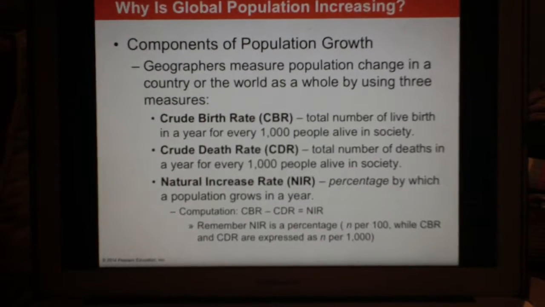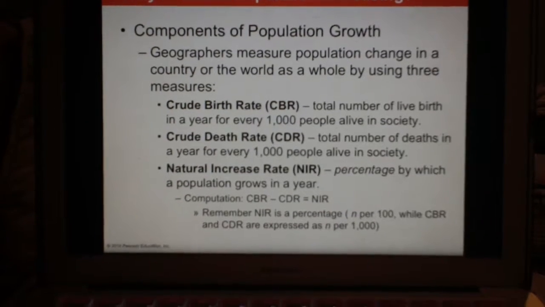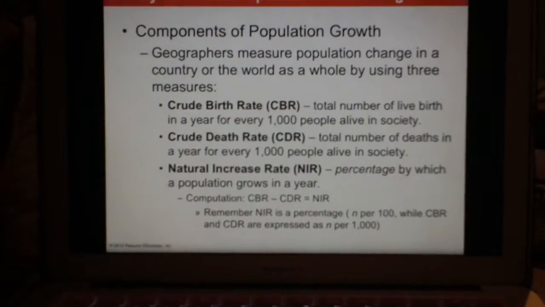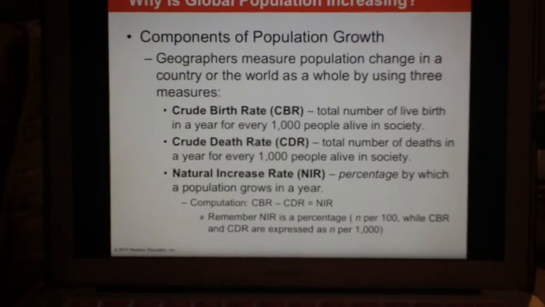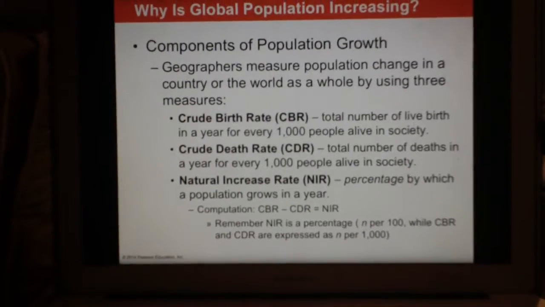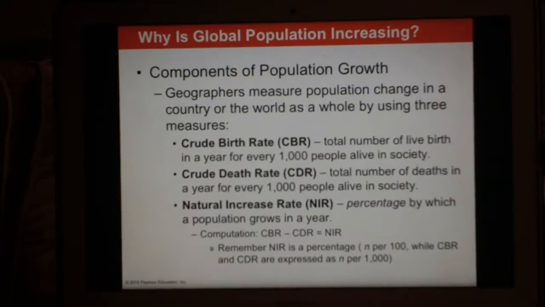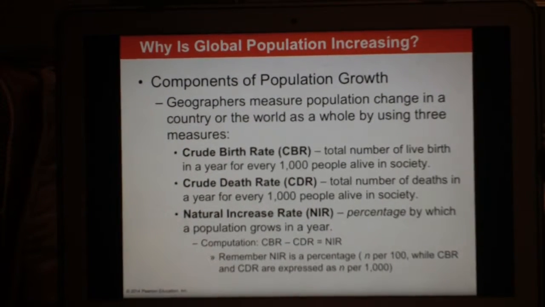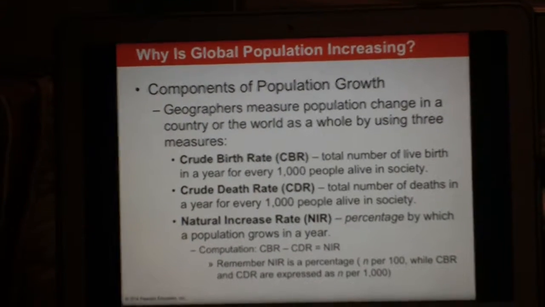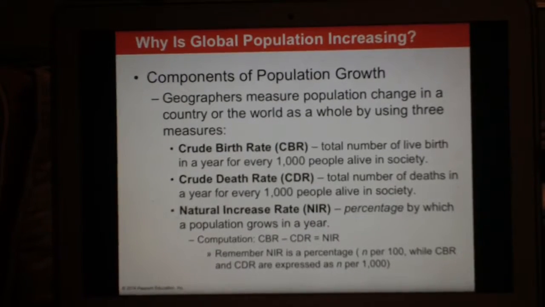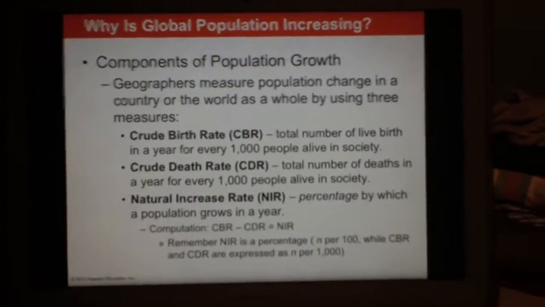Then the natural increase rate, or the NIR, is the percentage by which a population grows in a year. How you determine that is you take the CBR and subtract the CDR, and you get the natural increase rate. Remember that your NIR is a percentage, expressed as per 100, while the CBR and the CDR are expressed as per 1,000. So you have to be really aware of the numbers that you're using as you're doing that.